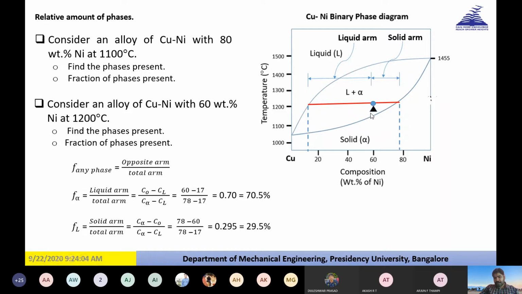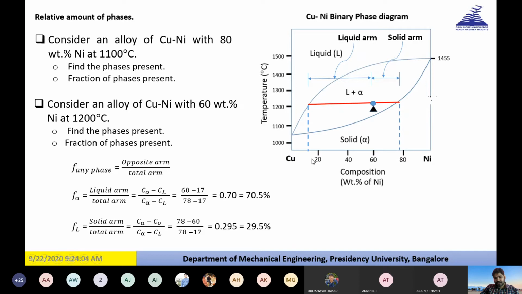What about total arm? Total arm from here to here is C alpha minus Cl. C alpha means from here to here and Cl means from here to here. So when you subtract this, you will get the total arm. So here we want to find out the fraction of alpha phase. The liquid arm is nothing but C naught minus Cl. C naught is nothing but the initial concentration, that is 60% nickel, minus Cl.